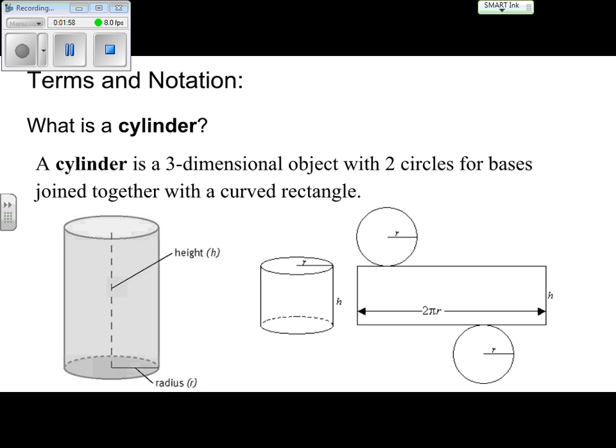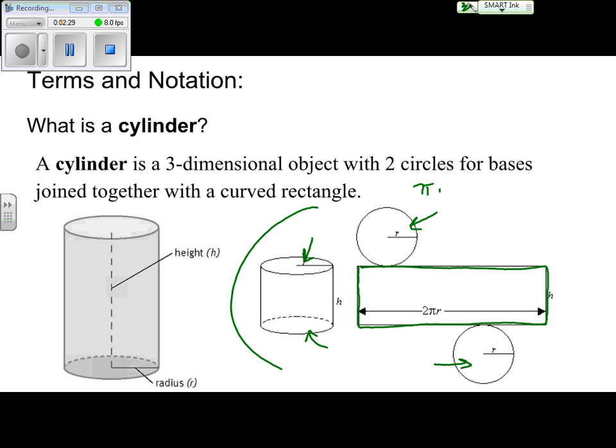It certainly doesn't look like a rectangle, but if we break it apart, as I've done over here on the right, you'll notice that we have this circle base, which I've broken out here, and then on the bottom we have another circle base, and then we have this rectangle here, which I'm going to trace in green, which wraps around the entire length of the circles to create that paper towel tube look to it. And we already know how to find the area of circles. That's pi r squared. And since there's 2 of them, we have 2 pi r squared.